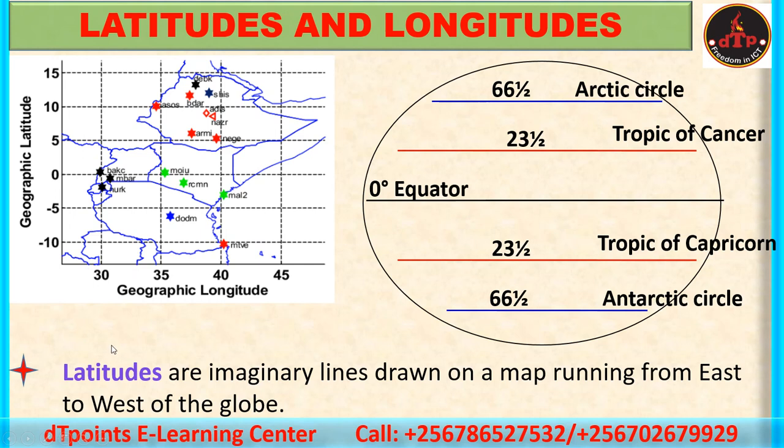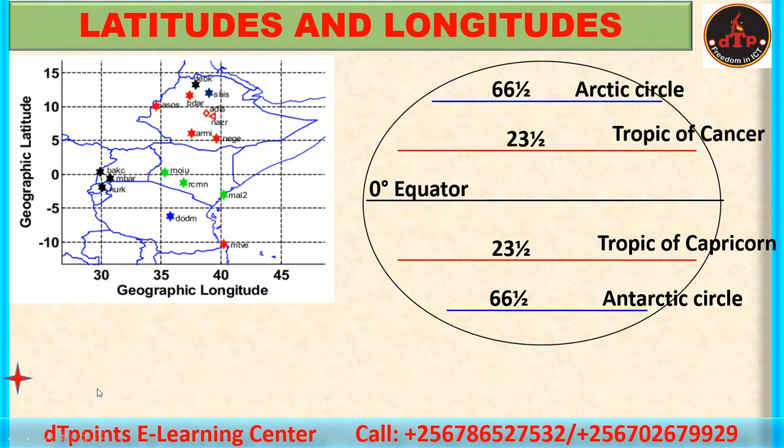So I've said latitudes are imaginary lines drawn on a map running from east to west. They are imaginary. You cannot easily see them with your naked eye. Don't ask me, teacher, where is it found or where is it standing from? It's there, but it's imaginary. There are some machines used to detect it. Lines of what? Latitudes. And these lines of latitudes, as you see on our map, pass through Uganda and Kenya.